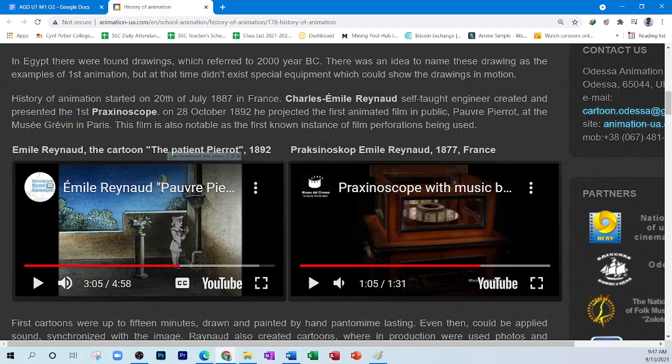More importantly, they had multiple pictures in succession. Good, right. But they had multiple pictures in succession, so what is the key factor that made these videos an animation?